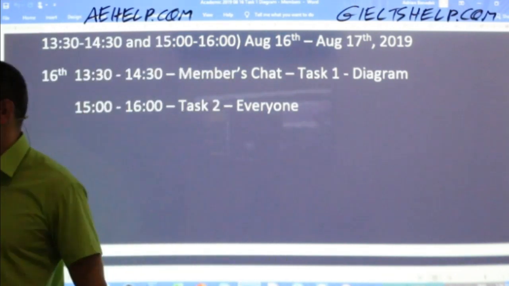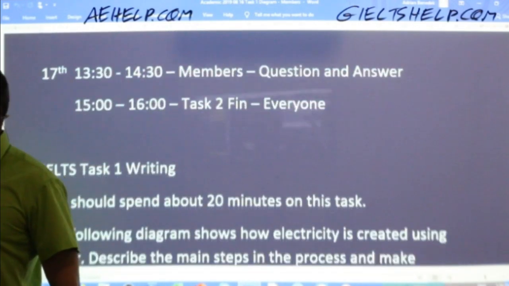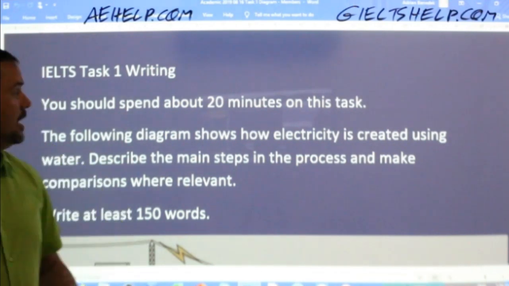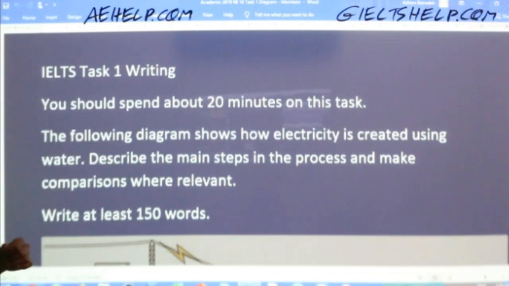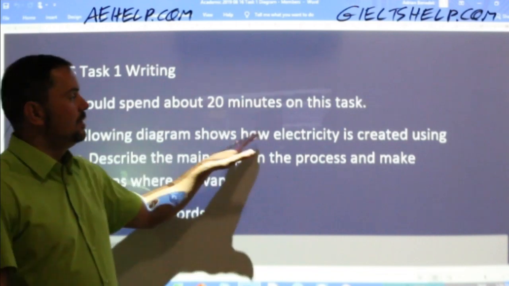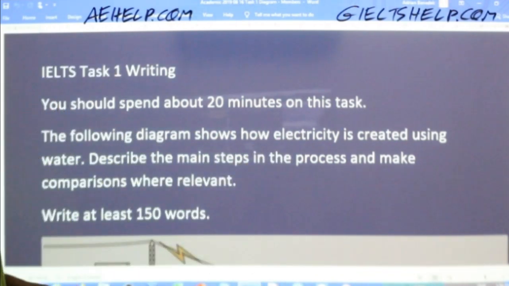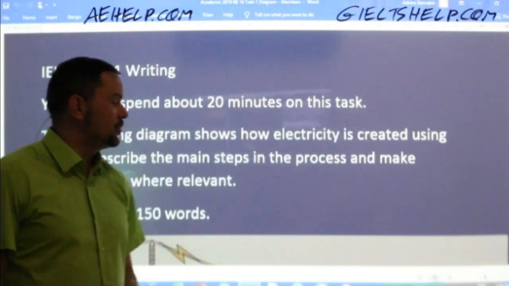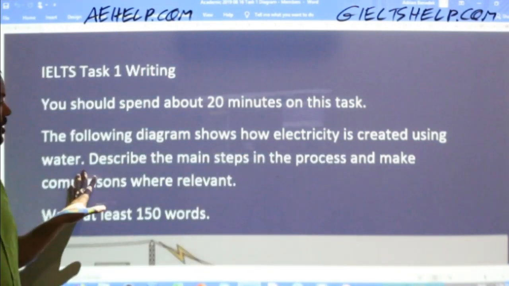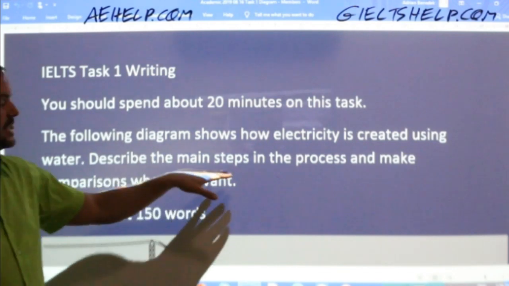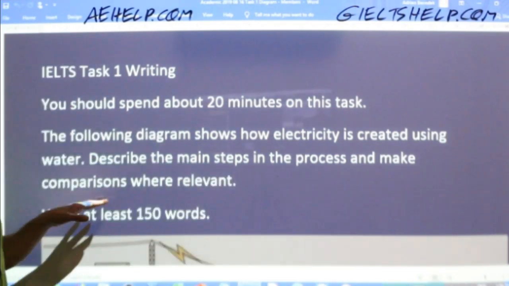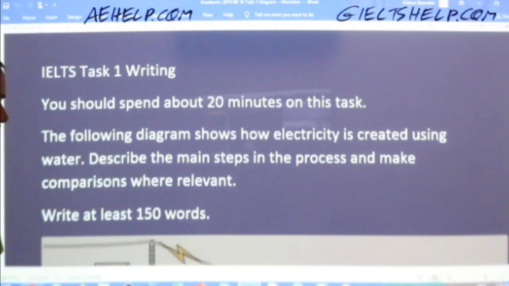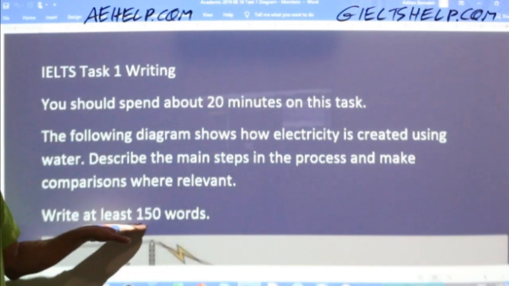Hi, Kesey. All right, students, here we go. IELTS Task 1 writing. You should spend about 20 minutes on this task. The following diagram shows how electricity is created using water. Describe the main steps in the process and make comparisons where relevant. Write at least 150 words.